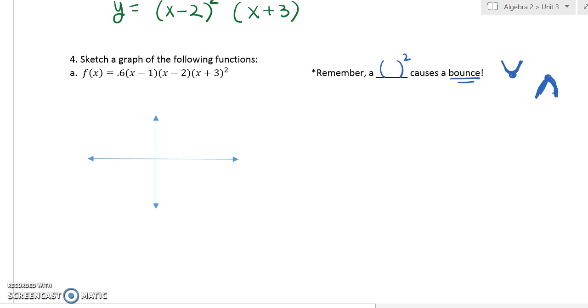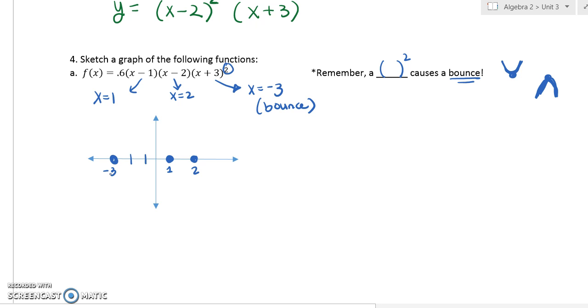All right. So I'm going to go ahead and put the zeros. For example, x minus 1, I know that my answer is x equals 1. So I'm going to put a 1 there. For x minus 2, I know x equals 2. So there's another zero at x equals 2. And then x plus 3 squared, we have an x equals negative 3. But it is a bounce because it is squared. Okay? So we have 1, 2, negative 3. And there's going to be a bounce.